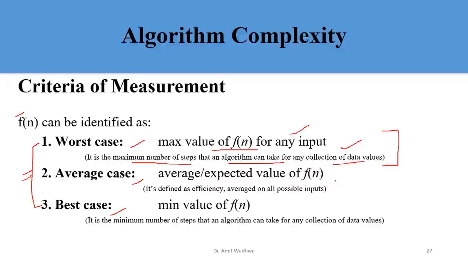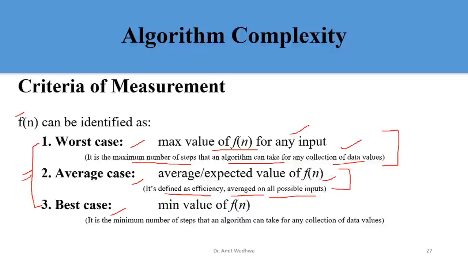If we talk about average case, it is the average or expected value of this function, which is taken based on all possible inputs, and we take the average on it. Its efficiency is defined based on all the average possible input values. Like if an algorithm takes this much amount of time for suppose 10 inputs, some amount of time for 20 inputs, some amount of time for 30 input values, based on that we take the average and we can calculate the average case complexity.